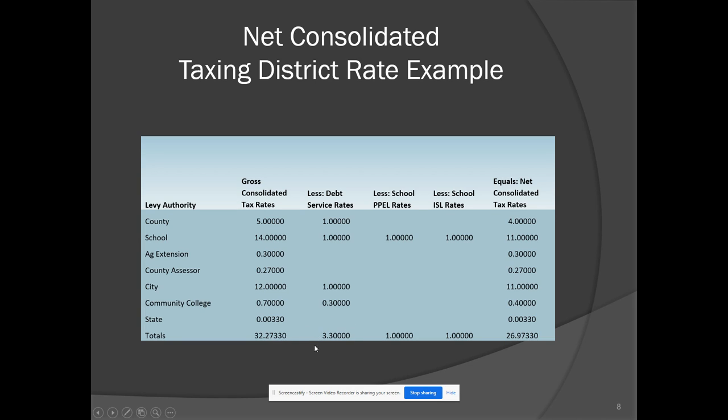$3.30 are actually not going to go to the TIF. They're going to stay with the county and the school and the city and the college. So they're going to stay there. And then also we look at our school because the PPEL rate and the ISL is protected. So these rates also are going to stay in this case with the school because they're protected. They're not going to be part of that revenue calculation for TIF. So from our gross consolidated tax rate, we subtract off debt service, school, PPEL, and ISL, and this is our net rate for TIF revenue calculation.